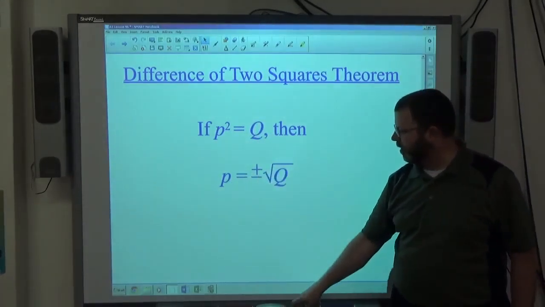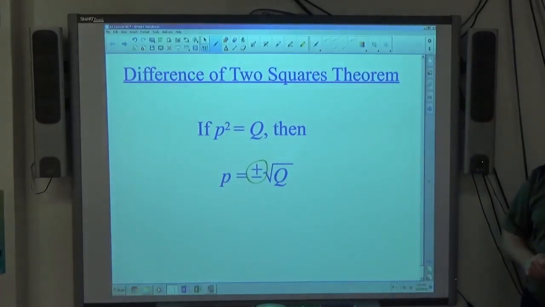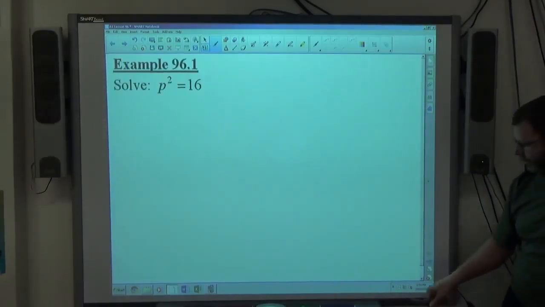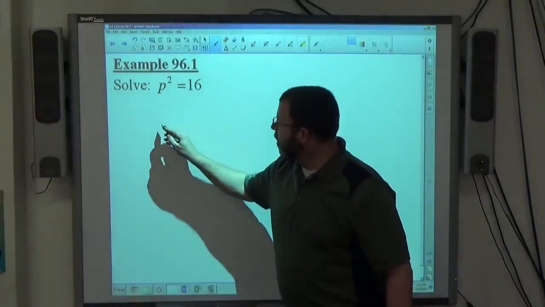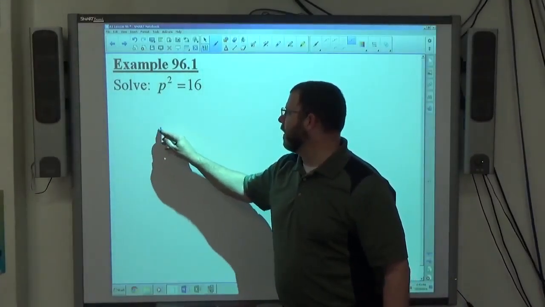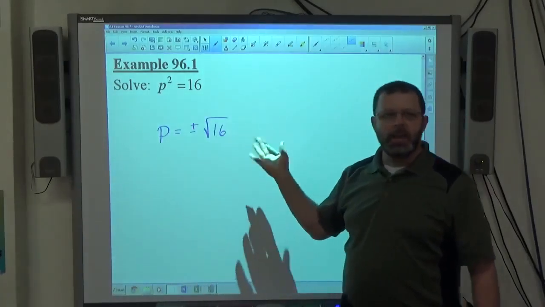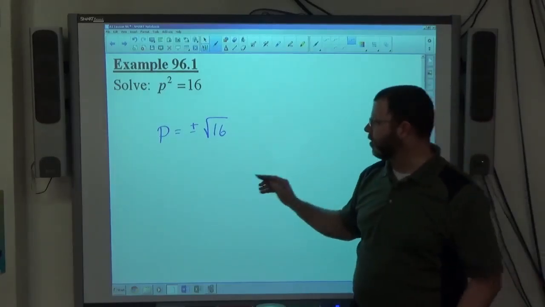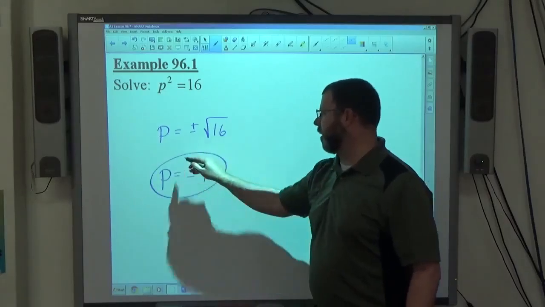And the plus or minus is the main part of this that you need to focus on. If letter squared equals number, it's up to you to put the plus or minus. You have to account for both the positive and negative square root of something. So, if p squared is equal to 16, according to the difference of two squares theorem, p is simply going to equal plus or minus the square root of 16. If that has no nice pretty square root, you're done at that point. But since the square root of 16 is equal to 4, plus or minus 4 would be the better answer.